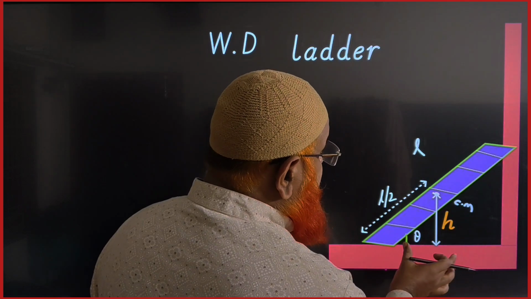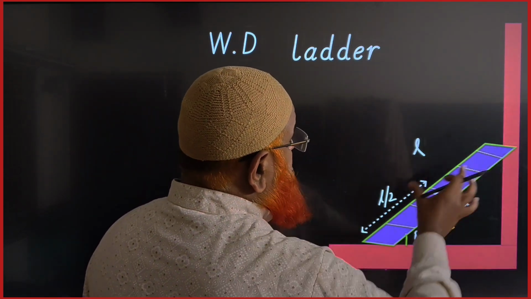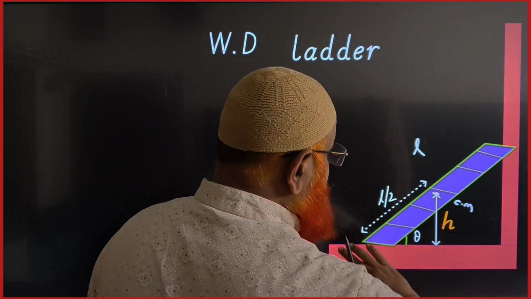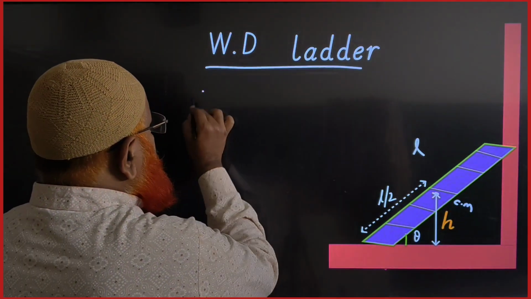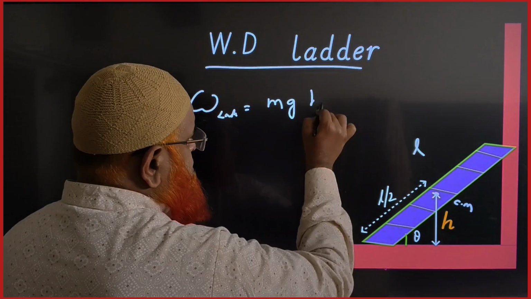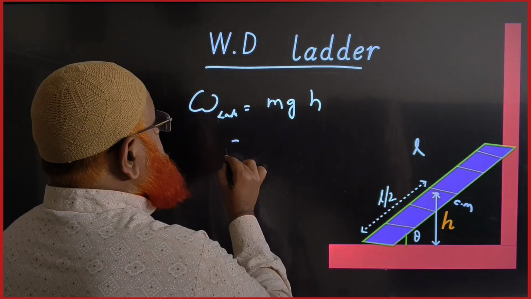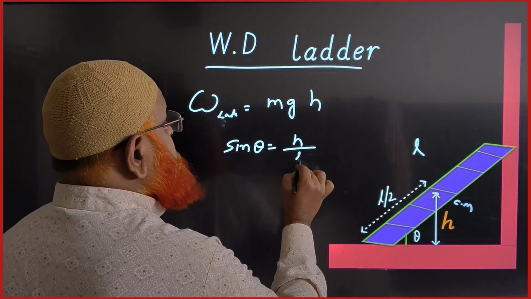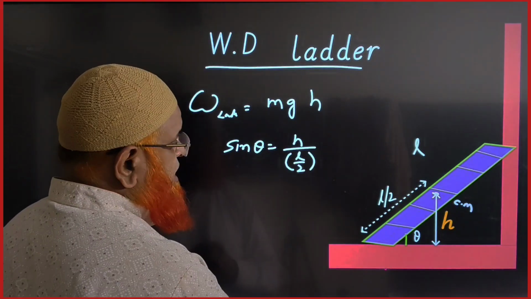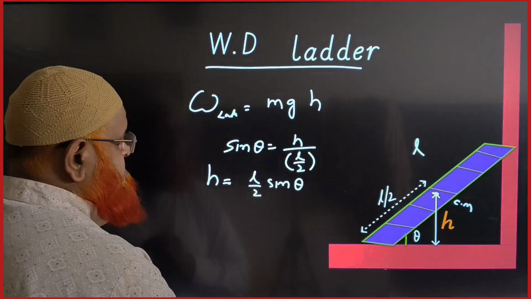So you are lifting the ladder from the bottom to the top to a height h, and this is a uniformly distributed body. I am taking half of the length, not the total length of the ladder. So here, work done in lifting the ladder is how much? Mass of the ladder, gravity, into h. This height you are considering here, okay? And how will you find that height? You just write sine theta is equal to h by L by 2. So therefore, h is equal to L by 2 sine theta.